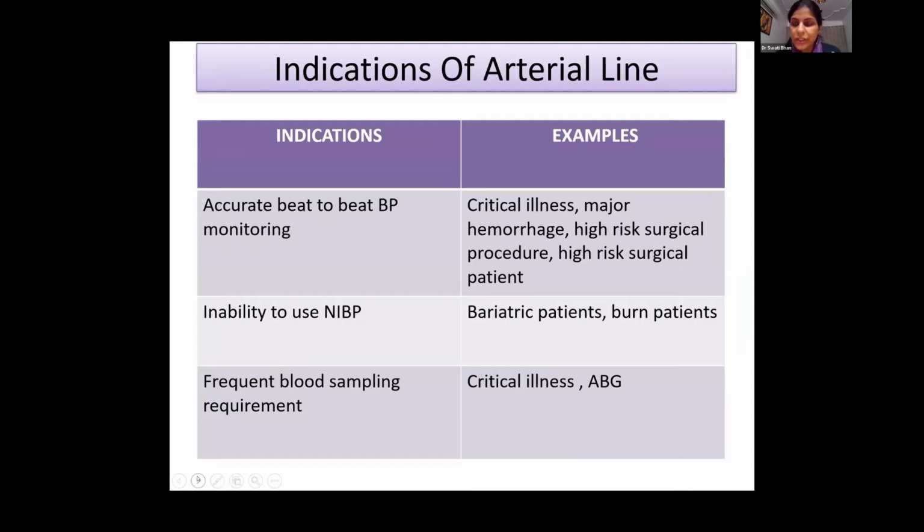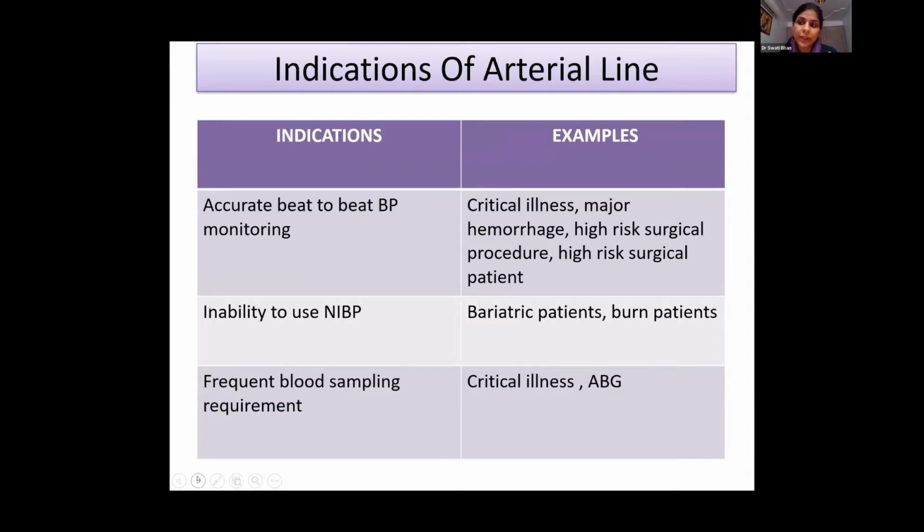What are the indications for putting an arterial line? They include accurate beat-to-beat BP monitoring in patients with critical illness or major hemorrhage, where we need a beat-to-beat BP recording. Then in some patients, like bariatric patients who are very obese, locating an IV line is very difficult.